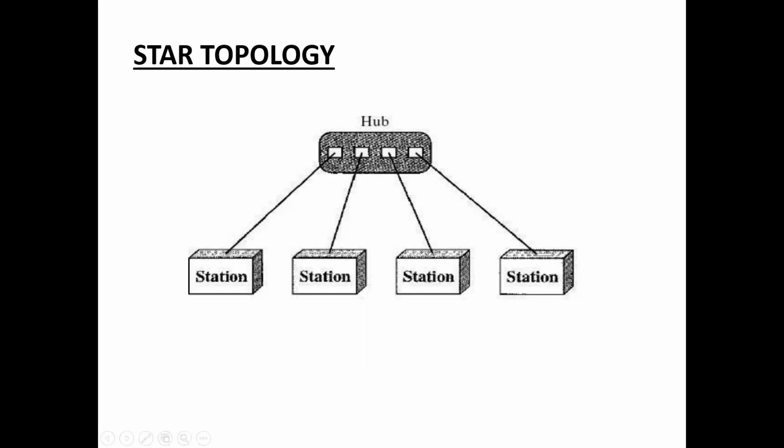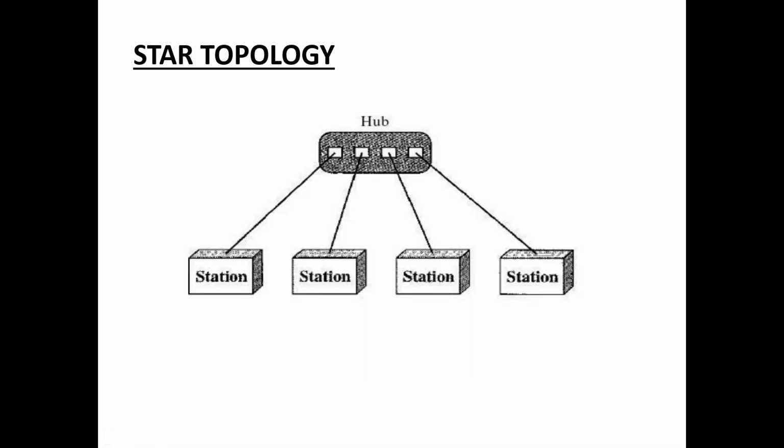The main advantage of star topology is, suppose one link fails, suppose the link from station 1 to the hub fails. All other links remain active. That means these three links are not affected. That is the main advantage of star topology.